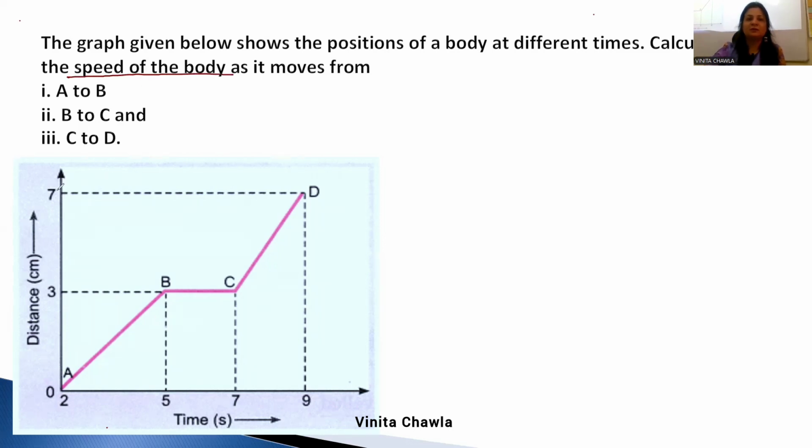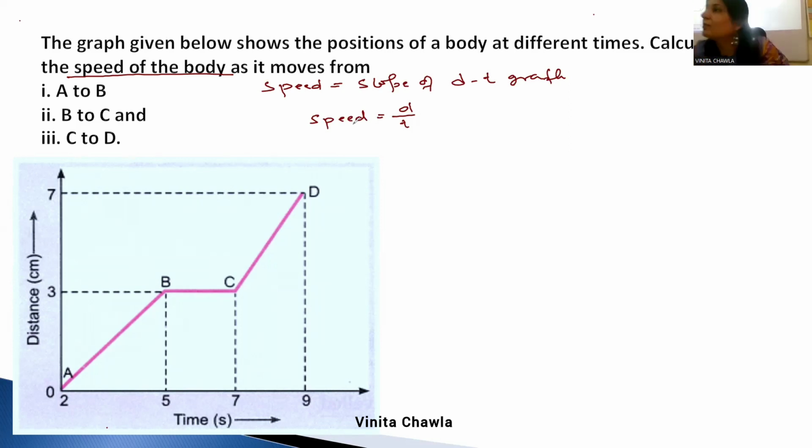So is this graph a VT graph or a DT graph? It's a DT graph. If we have a distance time graph, how do we find speed? Speed is equal to the slope of the distance time graph. Because when we divide distance by time, we get speed. So the slope of the DT graph gives speed.